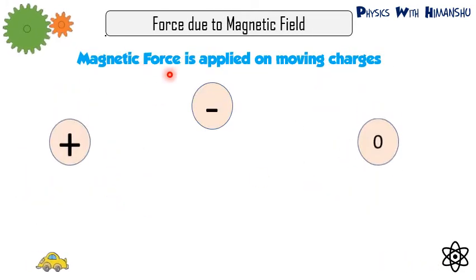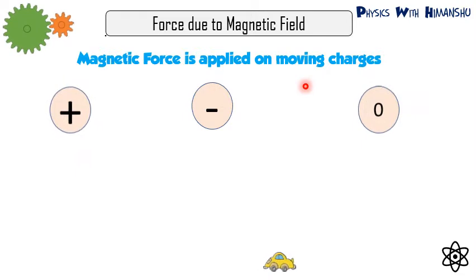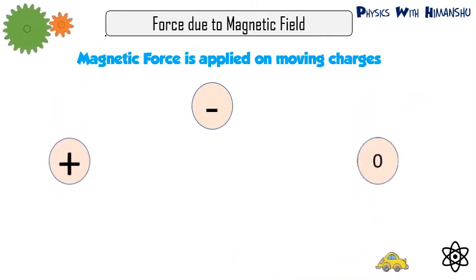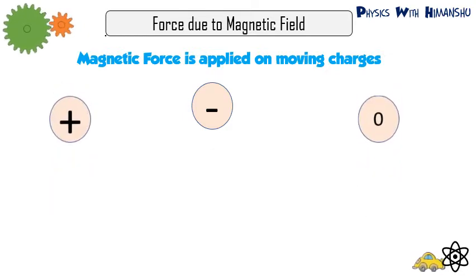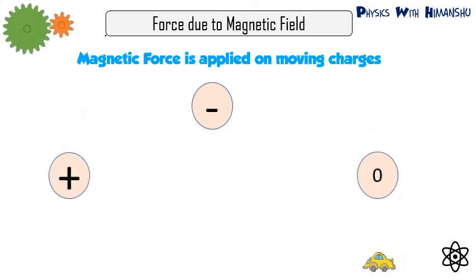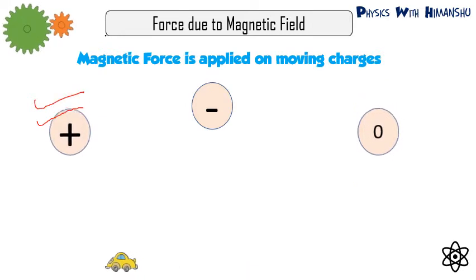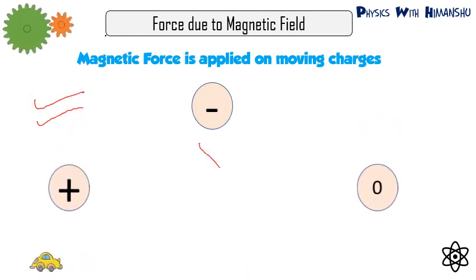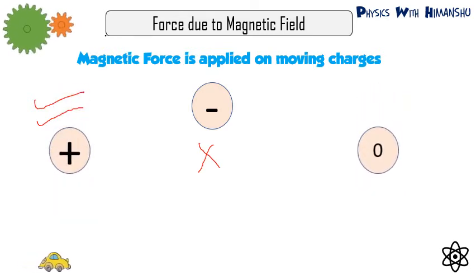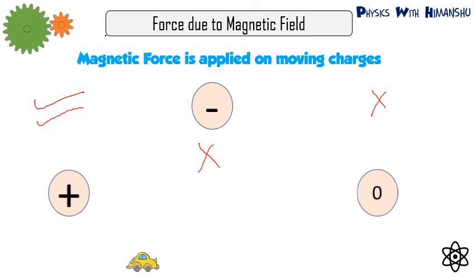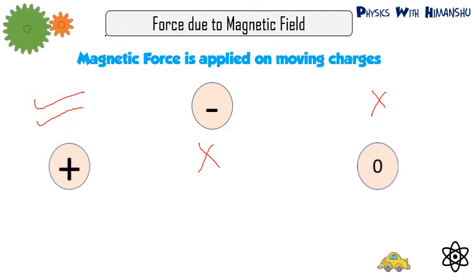Now, magnetic force is applied on moving charges. What does this mean? A magnetic field is produced by moving charges, and also remember, magnetic force is applied on moving charges only. In the first case, the charge is positive and it is moving, so magnetic force will be experienced by this charge. In the second case, there is a charge, but it is not moving, so no magnetic force will be applied on this charge. In the third case, the object is moving, but there is no charge, so it will also not experience any magnetic force. So for a magnetic force to be experienced, it should be moving and it should have charge.